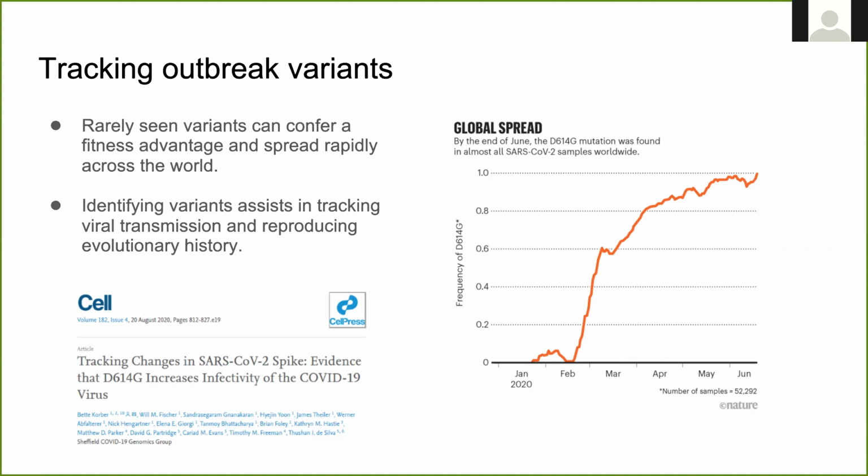And being able to identify these variants can assist researchers in reproducing evolutionary history as well as tracking the viral transmission. And in this case, for D614G, evidence has shown that it actually increases the infectivity. So our hope is by being able to identify these variants earlier, we might be able to have a head start on characterizing the variants as well.